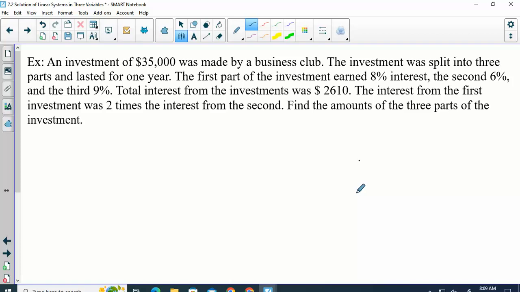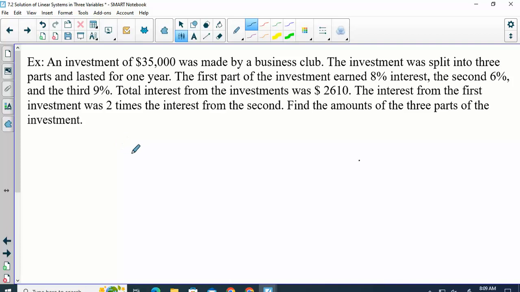An investment of $35,000 was made by a business club. The investment was split into 3 parts and lasted for 1 year. The first part of the investment earned 8% interest, the second 6%, and the third 9%. Total interest from the investments was $2,610. The interest from the first investment was 2 times the interest from the second. Find the amounts of the 3 parts of the investment.